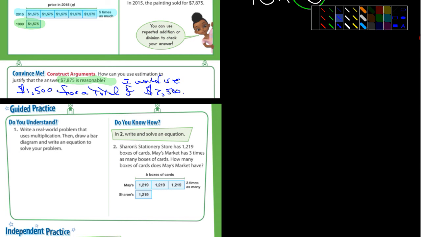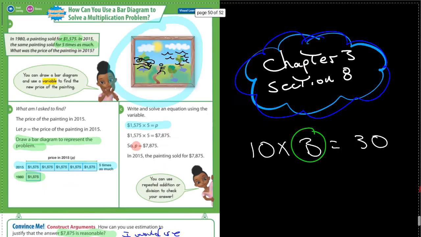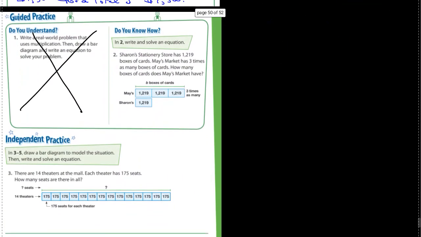All right, number one, write a real-world problem that uses multiplication to draw a bar diagram and write the equation to solve your problem. So I don't want to grade 29 different problems. So just put an X through that. I have no desire to grade all those. All right, moving down, or moving over rather.